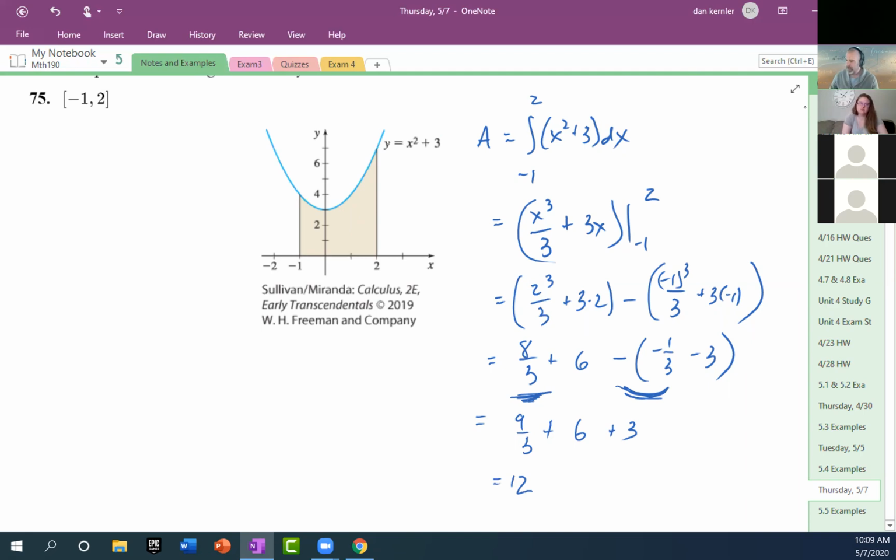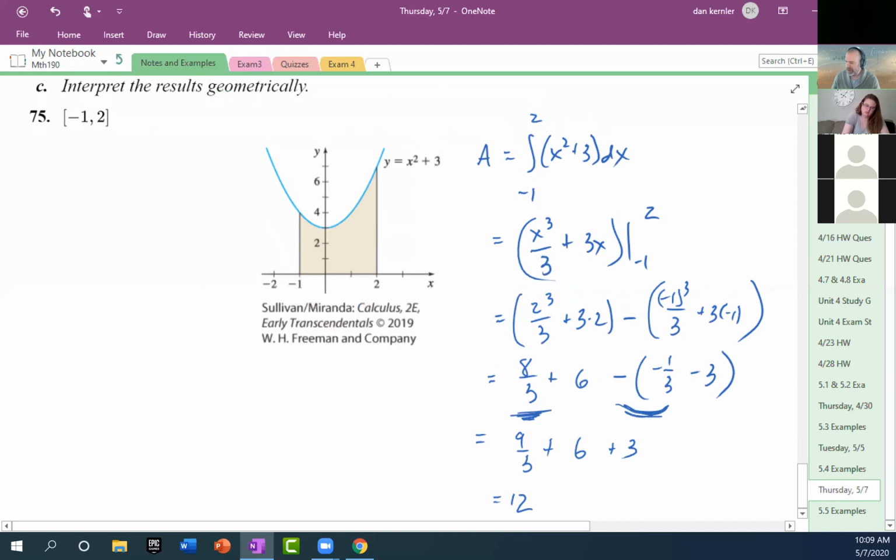So that's part A. Then part B says find the average value. I think your notation in your book is y with a bar for the average value. That's relatively standard notation, though not universal. For the average value, think about a regular average: you add them all up and then divide by however many there are. In this case, adding them all up is the integral, so you integrate from -1 to 2 of the function. Then you can't divide by how many there are, but you divide by the length of the interval. So you do 1 over 2 minus -1. That's the length of the interval.